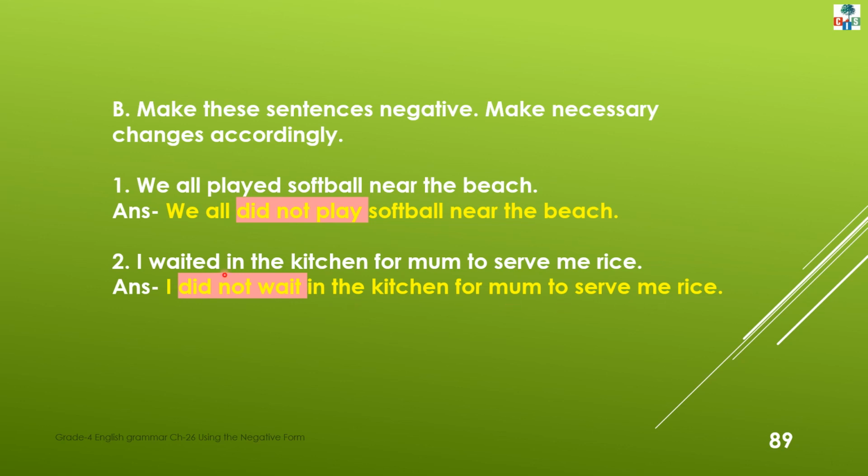See children, waited changed into wait. Played changed into play. So as I told you earlier, keep this in your mind. With do, does and did, we use the base form of the verb. Clear? So like this, do this exercise.